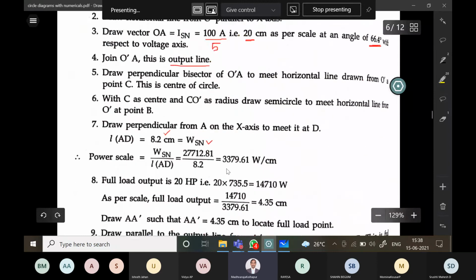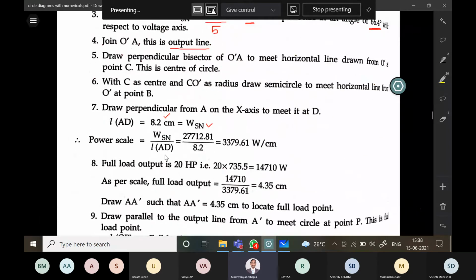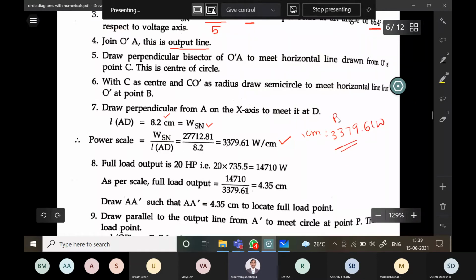27,712.81. So divide by the length of AD. This will give 3,379.61 watt per centimeter. So each centimeter is having how much power scale? 1 centimeter is equal to 3,380, nearly 3,379.61 watt. So this is your power scale.